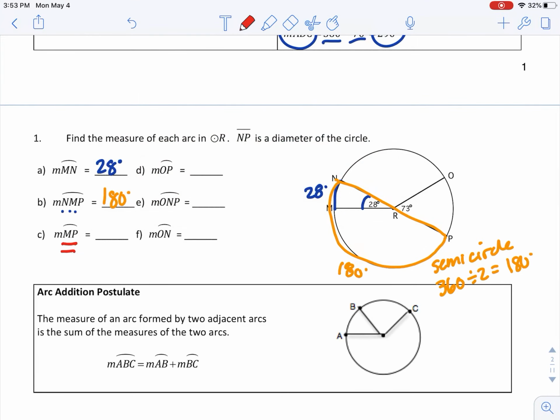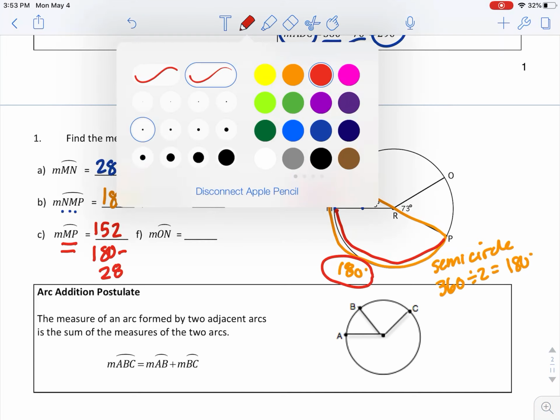All right, let's try the next one. Measure of MP. All right, so let's find where MP is. Oh, it's just from here to here. Well, if I knew the whole big orange one was 180 and this little blue one was 28, I'm just going to do 180 minus 28, and I'll get 152.